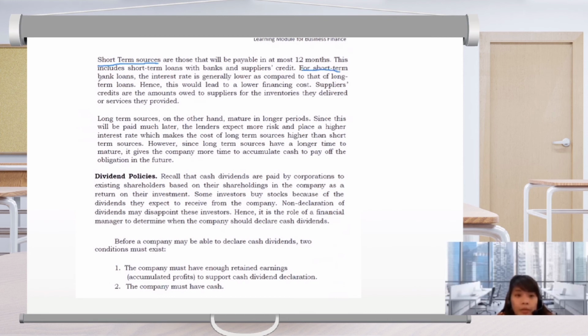So for short-term bank loans, the interest rate is generally lower as compared to that of long-term loans. So kayo, kung uutang kayo, for example, gusto nyo kumuha ng sasakyan. Kapag 5 years to pay, mas malaki yan tubo dyan. Pero kapag kinash nyo yan, mas mababa yung babayaran. At kapag mas maikli ang loan, like 2 years, mas mababa ang interest. Okay? Long-term sources naman, on the other hand, mature in long periods. Since this will be paid much later, the lenders expect more risk and place a higher interest rate.